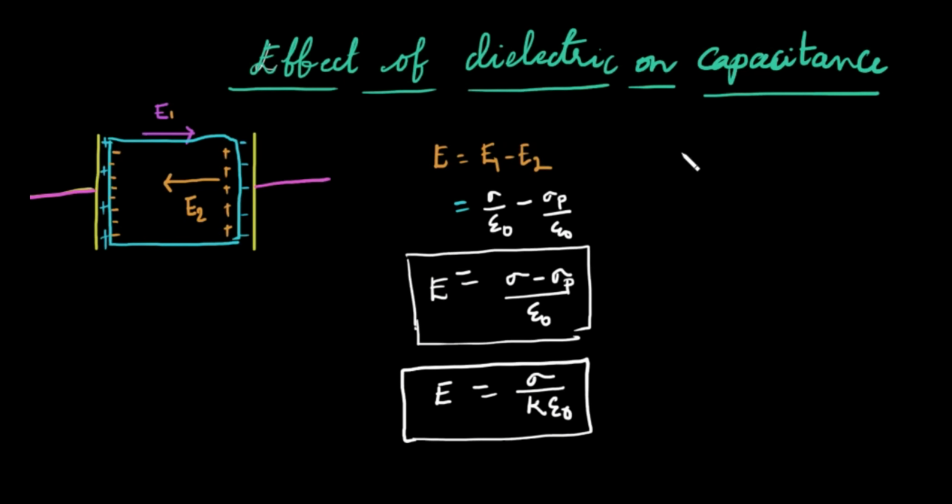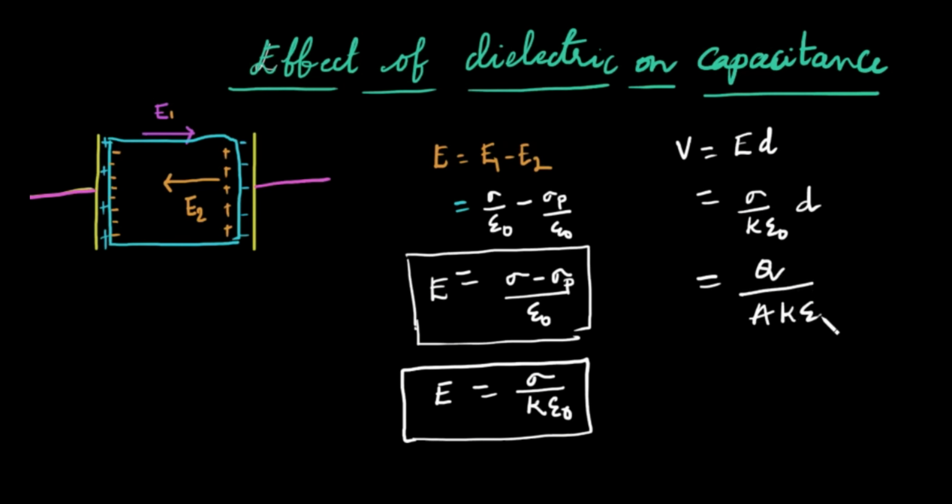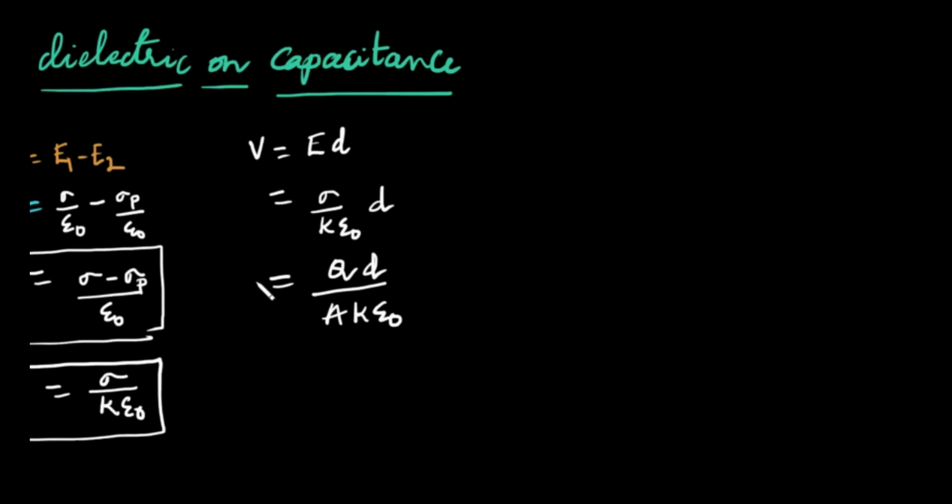Now potential V is equal to ED. Whatever is the E value, we substitute here: sigma by K epsilon naught into D. What is the sigma value? Sigma is Q by A. So Q by A K epsilon naught times D is the potential V. Now we got the potential.